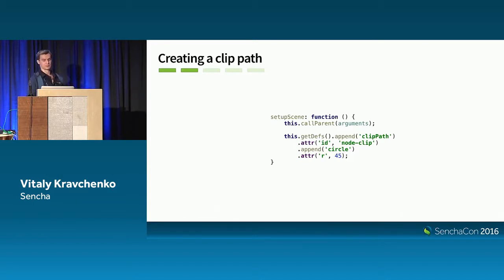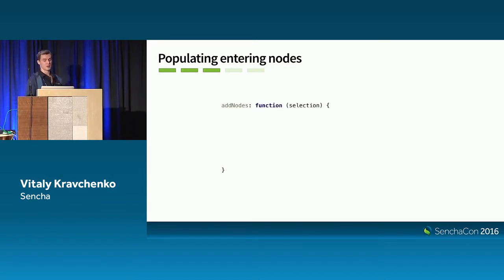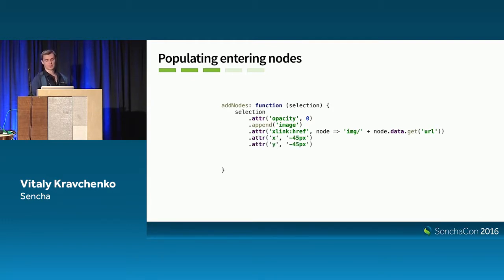And we set the radius of this circle to 45 pixels. Then in our add nodes function, we receive the selection of the entering nodes, so nodes that have no representation in the DOM. What we do is we set the opacity of the nodes to 0 because we want to fade them into view and animate them into view by changing their translation. So we append an image element to that selection. Each node will be represented by an image. We set its URL to the URL of an image associated with the person. And we slightly position it to the upper left corner and set its width and height to 90 pixels.